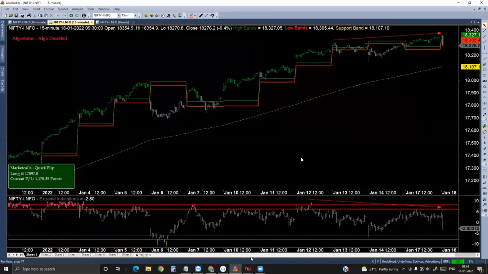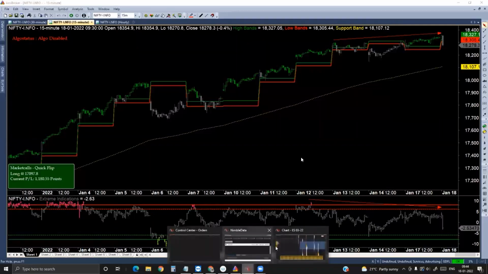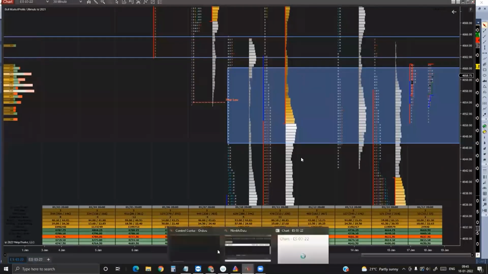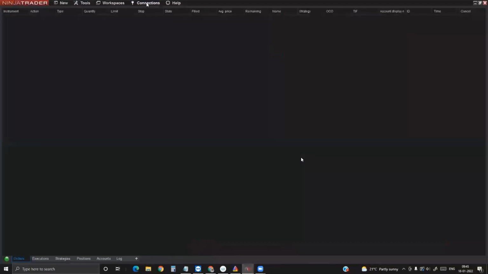If you remember, we talked about one of the important reference levels. The important reference level is, maybe I'll do one thing. I'll switch back the workspace. I'll close the US market and then I'll try to bring on the Indian markets.